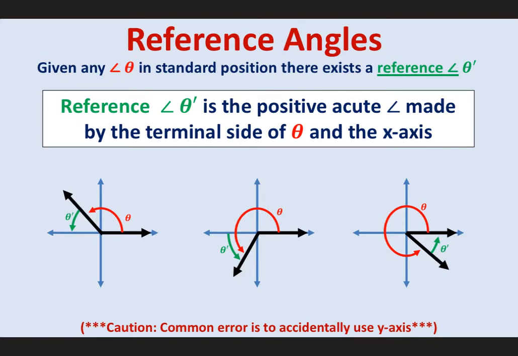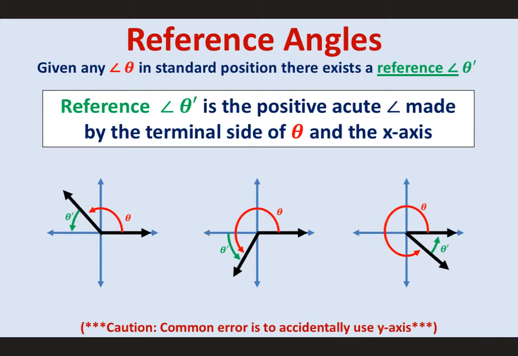Given any angle theta in standard position, there exists this angle also called the reference angle. The reference angle theta is the positive angle made between the terminal side and the x-axis. So in quadrant 1, the reference angle is just the angle. In every other quadrant, we have our original angle right here, theta. The reference angle is the acute small angle between the terminal side and the x-axis. It's always down to the x-axis, or in quadrant 3, it's up to the x-axis. Quadrant 4, it's up to the x-axis. So it's always between the horizontal and the terminal side.